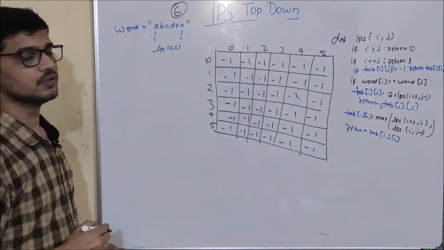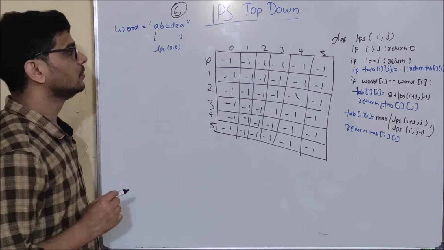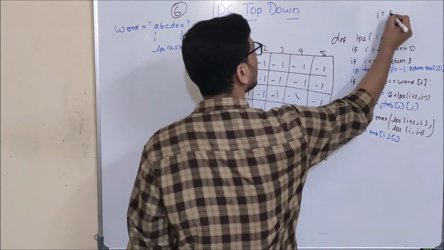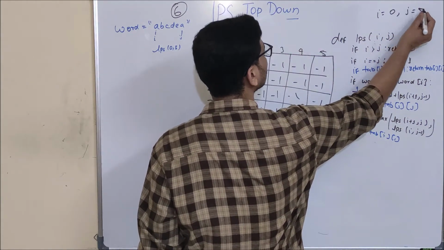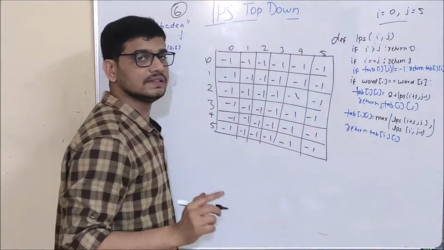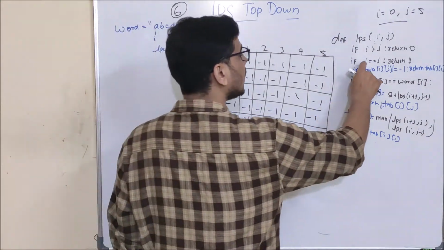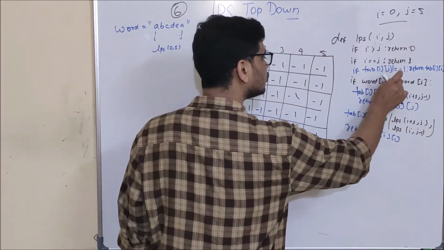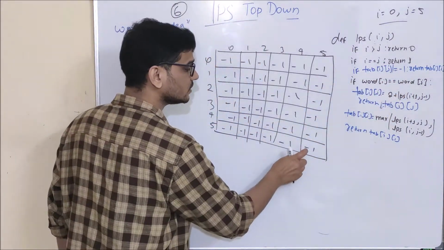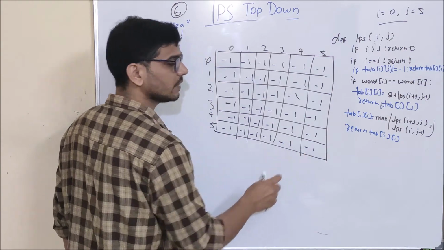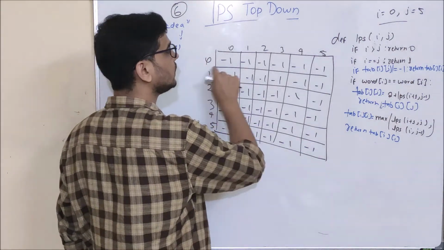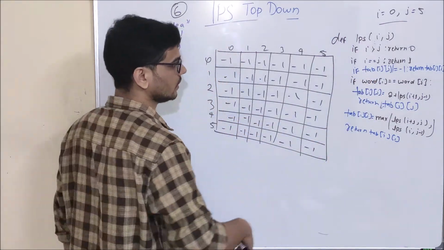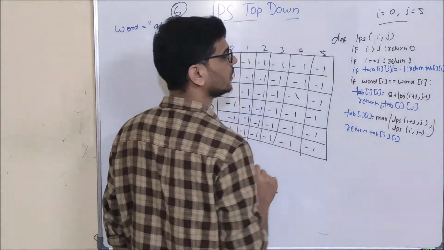So when LPS of 0, 5 is called, what will it do? It will check whether i is greater than j or not. And what is i? i is 0 and j is 5. So this if check will be false. i is equal to j? This will also be false. Then it will check in the table whether this value is other than -1 or not. As you can see here, LPS of 0, 5 is -1, so this if check will also be false. Then control will come to this particular if.